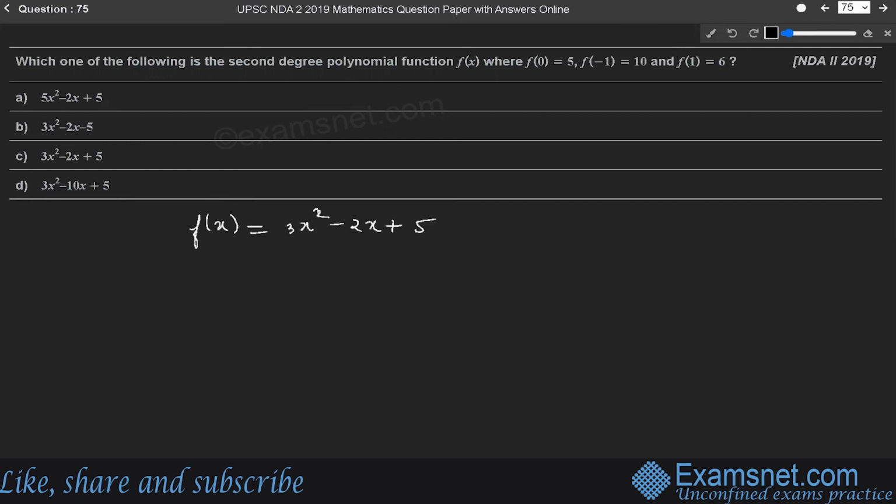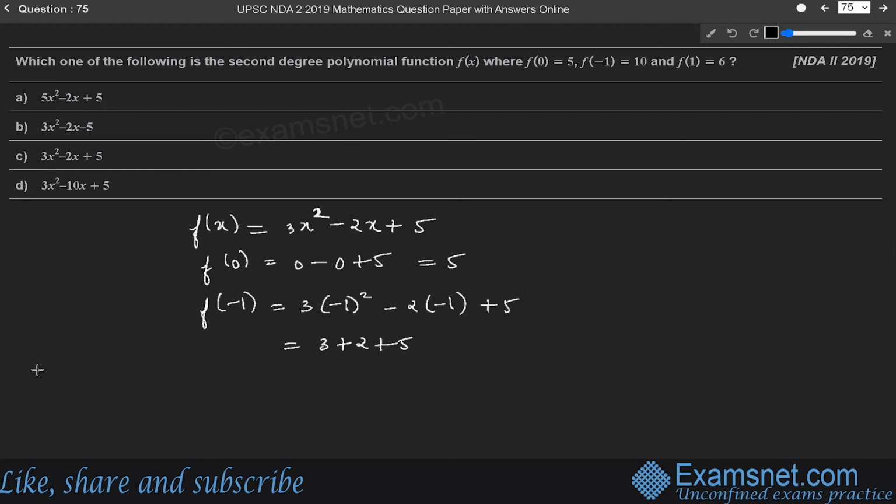In this question, we just have to check for the options. So putting the values, f of 0 will be equal to 0 minus 0 plus 5, so it will be equal to 5. F of minus 1 will be equal to 3 into minus 1 whole square minus 2 into minus 1 plus 5. So it will be equal to 3 plus 2 plus 5, which is equal to 10. And f of 1 will be equal to 3 into 1 square minus 2 into 1 plus 5. So it will be equal to 3 minus 2 plus 5, which is equal to 6.